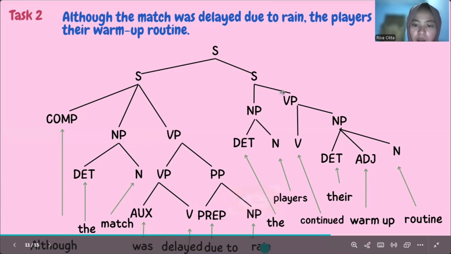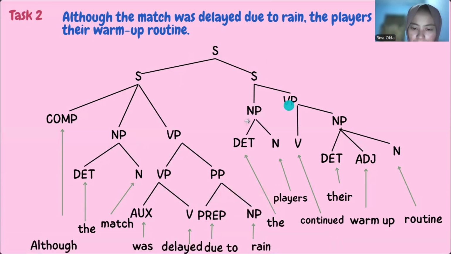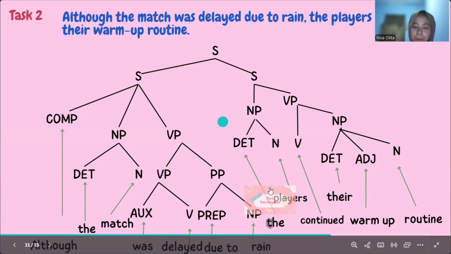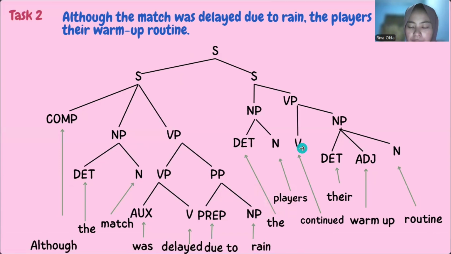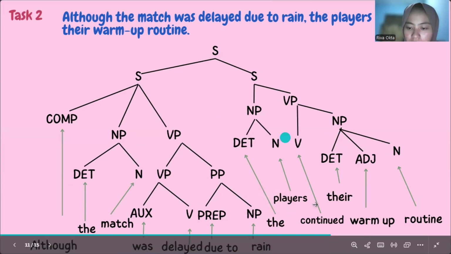Okay, next, the subject is divided into noun phrase and verb phrase. In the noun phrase, there is a determiner and a noun. From this sentence, "the" is a determiner and "player" is a noun. The verb phrase has a verb and a noun phrase. The noun phrase there has a determiner, adjective, and noun. From this sentence, "continued" is a verb, "their" is a determiner, "warm-up" is an adjective, and "routine" is a noun.